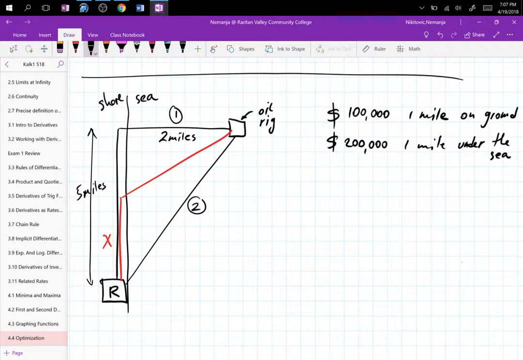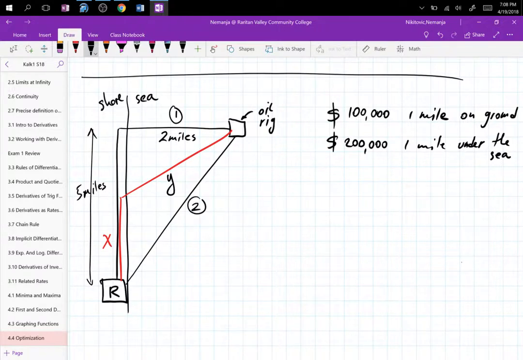I have an unknown distance x, which is the distance for the pipe on the ground. And then I can set up this to be, let's say, y for the distance there. What am I trying to minimize here? I'm not trying to minimize the length. I'm trying to minimize cost. They're the business people right there in the corner. I'm trying to minimize cost of the pipe.